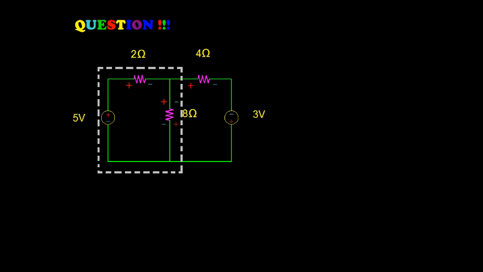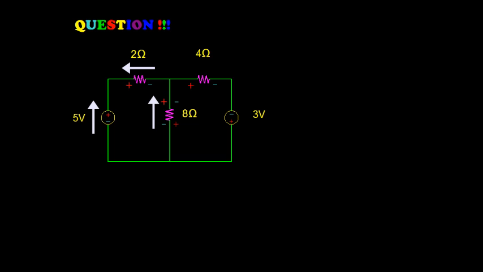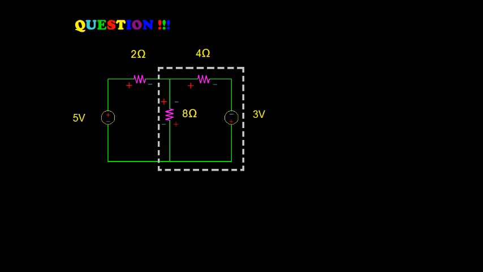Okay, for the first loop, the first step to be done is the imaginary current. Second, we must mark the direction of the polarities. Then, do the same steps for the second loop: first the imaginary current, second the direction of the polarities also.